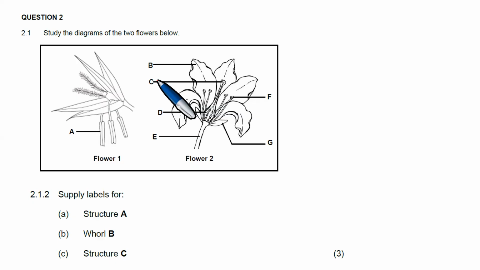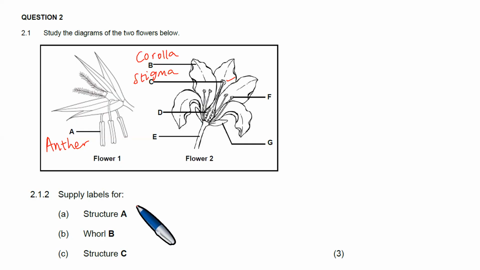Okay, so we are yet to look at flowers in detail and label these, but you must know these basics. So A is called the anther. B, this one is obvious, is called the corolla. And there is C, this little thing here, what do you call it? We call it the stigma. Stigma. Well done.